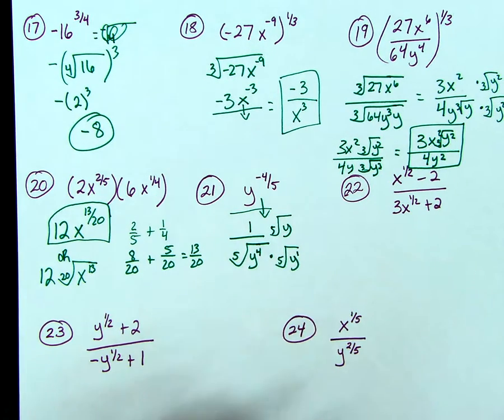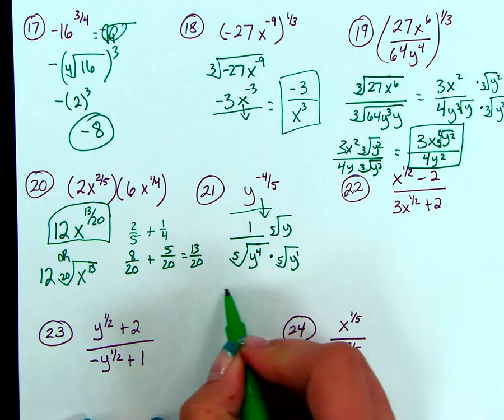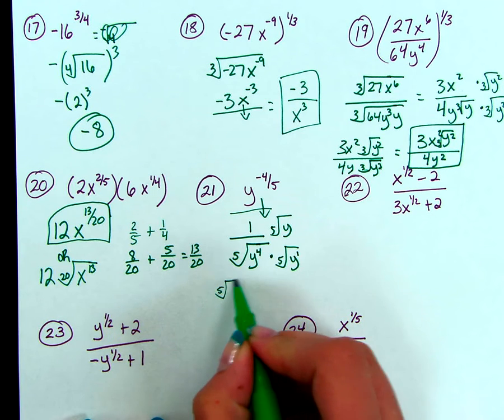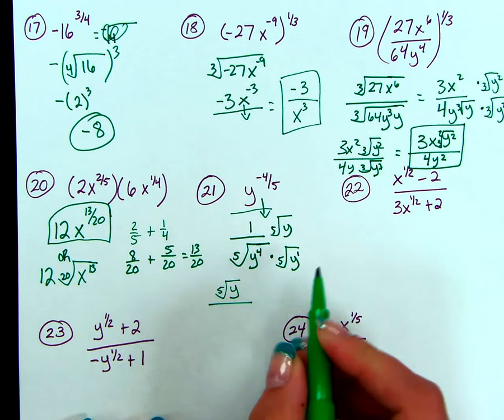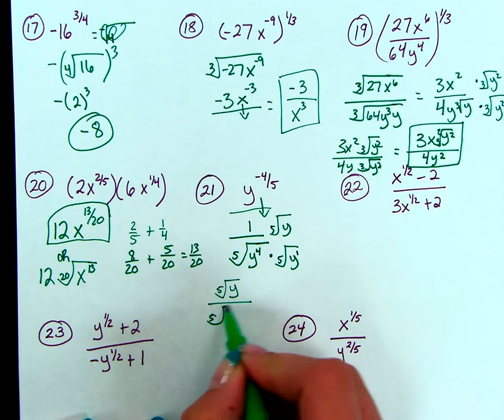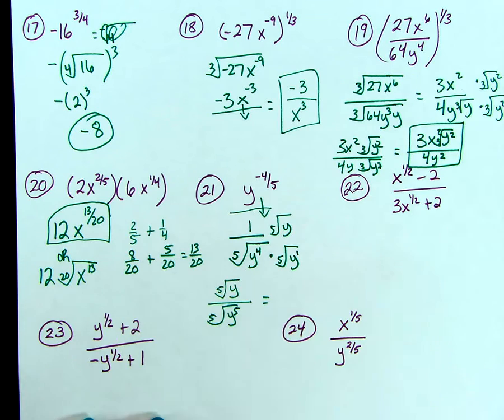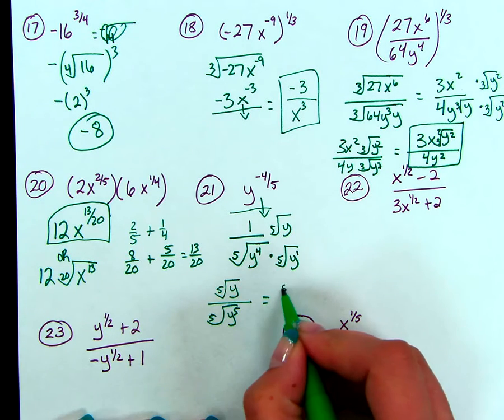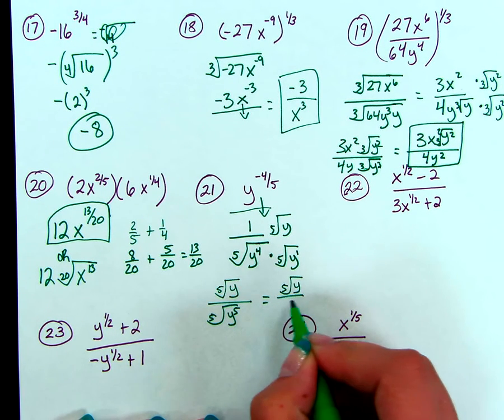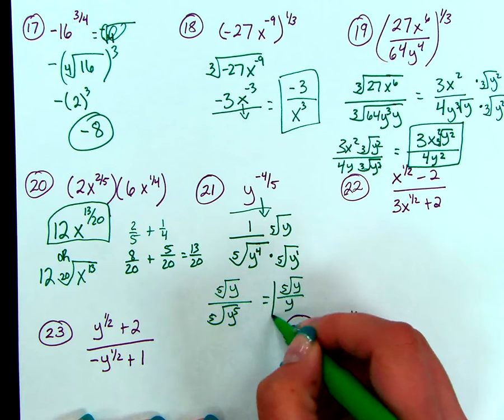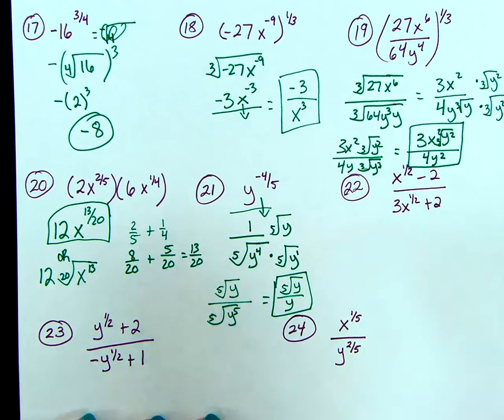Same thing to the numerator. So now we will have the 5th root of y over the 5th root of y to the 5th, which we can then simplify. So we have the 5th root of y over y. So we took 5 divided by 5 to get 1.